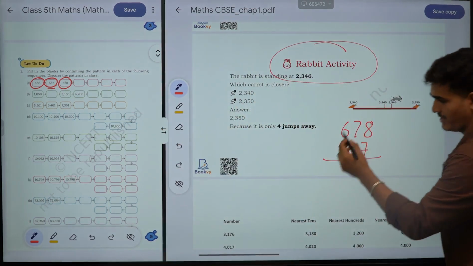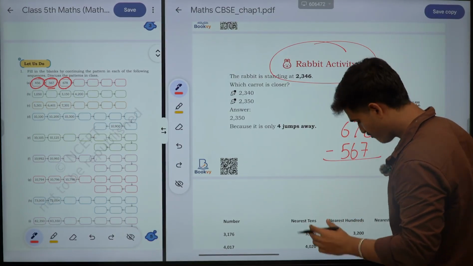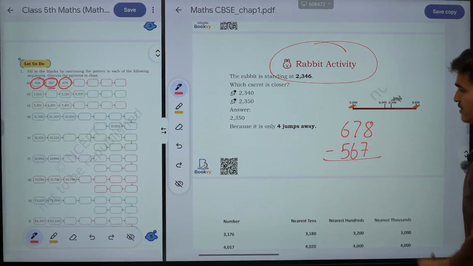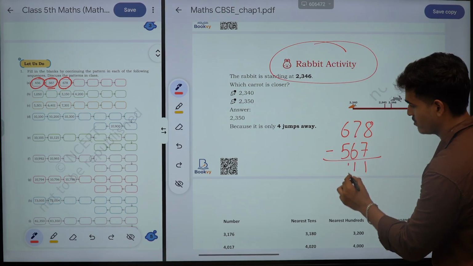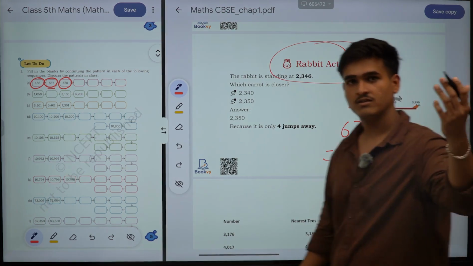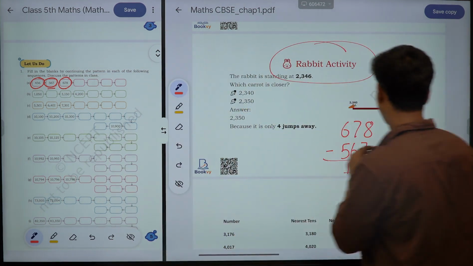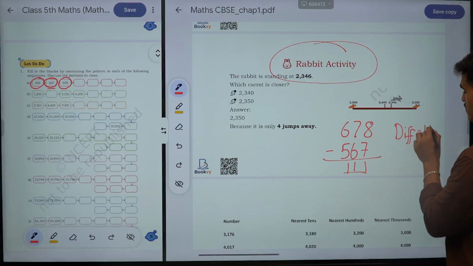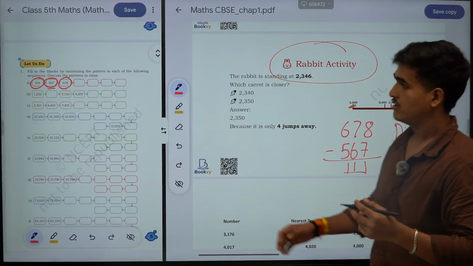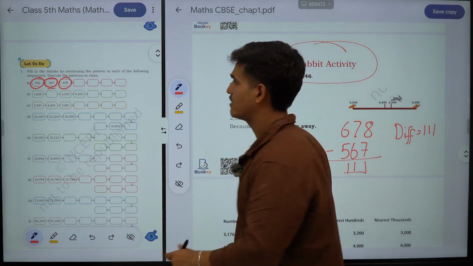We would do simply subtraction. Why subtraction? To find out the difference. So, 8 minus 7 is 1, 7 minus 6 is 1, and 6 minus 5 is 1. Okay, sir. 1, 1, 1. Triple 1. Okay. So, we have found the difference, that is, the difference of that number is 111. Okay, sir, what if these two numbers do not have a difference of 111? Let's check.